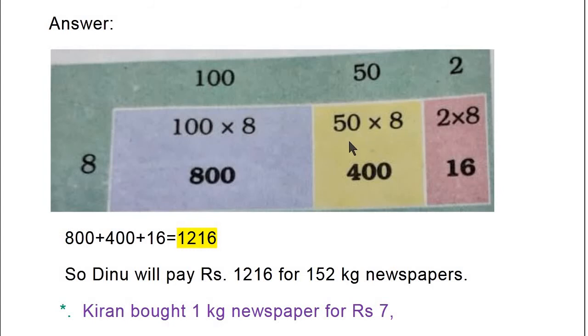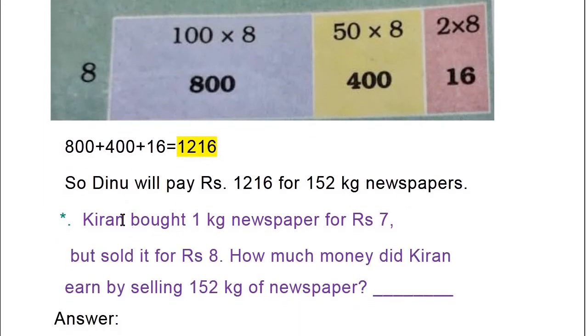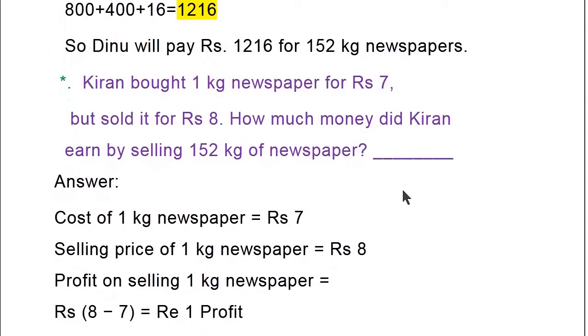50 multiplied by 8. 5 eights are 40 and 1 zero we keep, then 400. 8 into 2: 2 eights are 16. 800 plus 400 plus 16. 800 plus 400 is 1200, plus 16 is 1216. So Dinu will pay rupees 1216 for 152 kg newspapers.